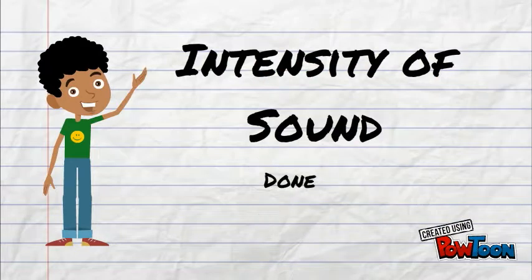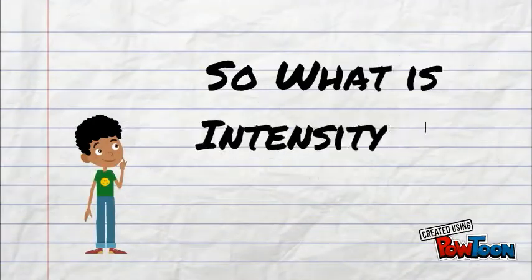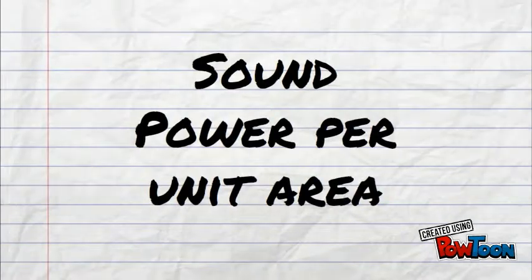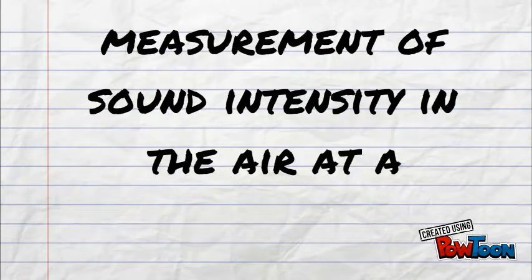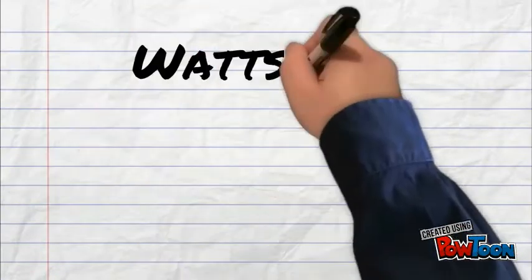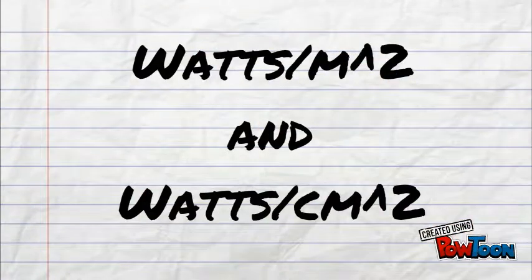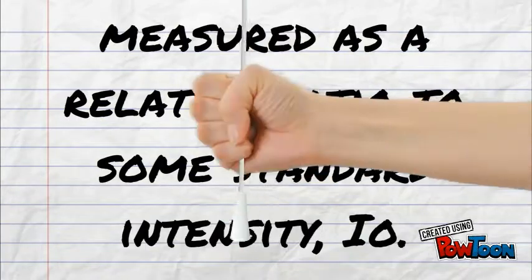Today we are back with a brand new video and we'll be talking about the intensity of sound. So what is the intensity of sound? Sound intensity is defined as the sound power per unit area. The usual context is the measurement of sound intensity in the air at a listener's location. The basic units are watts per meter square or watts per centimeter square. Normally, sound intensity is measured as a relative ratio to some standard intensity.